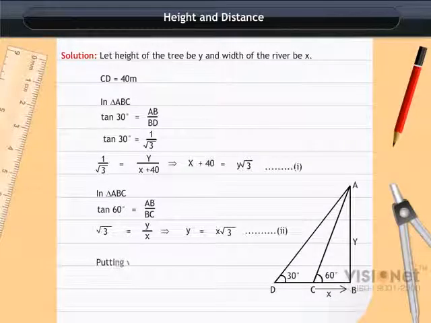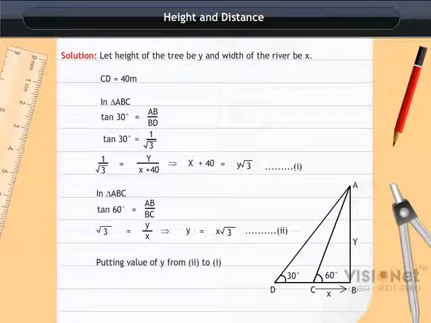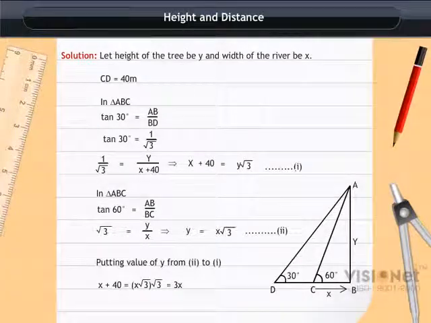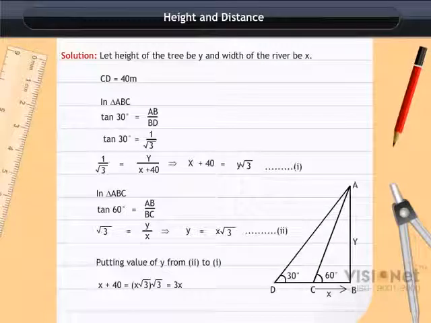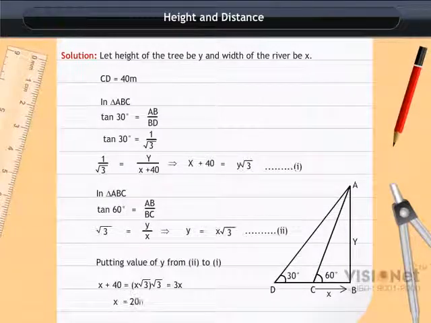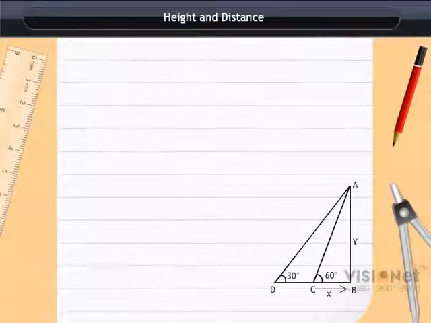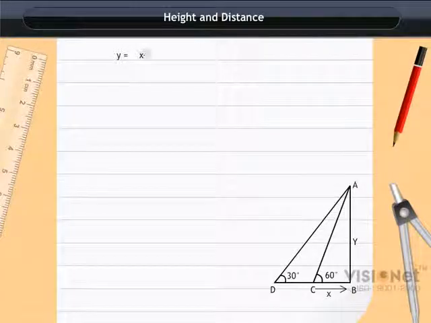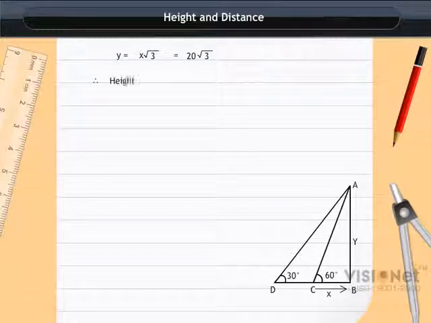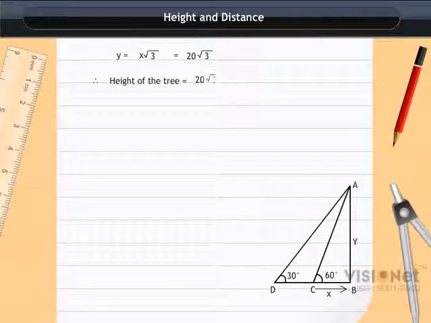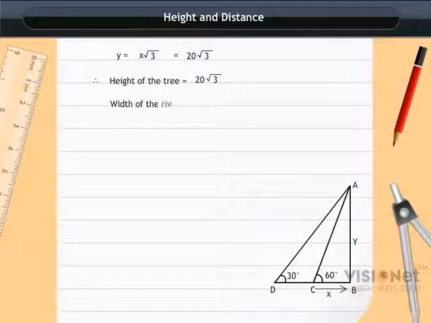Now by putting y from equation 2 into equation 1, we get x plus 40 is equal to x root 3 into root 3, which is equal to 3x, or 40 is equal to 2x. It implies x is equal to 20 meters. Now put the value of x in equation 2, we get y is equal to x into root 3, or 20 root 3. Therefore the height of the tree is equal to 20 root 3 and the width of the river is equal to 20 meters.